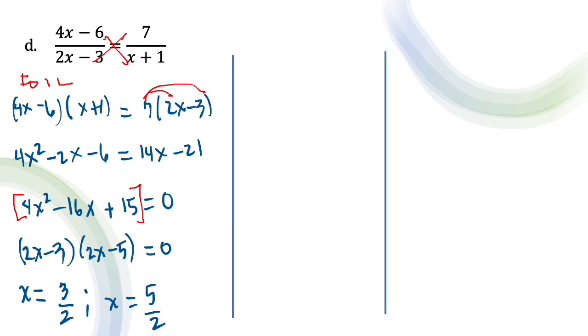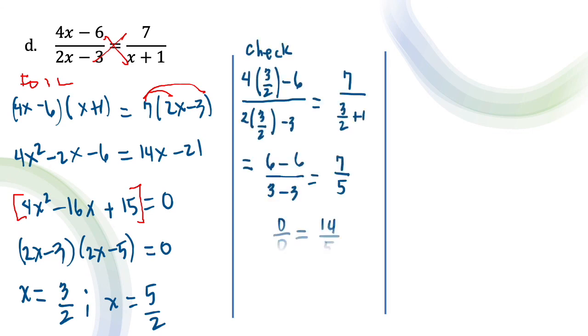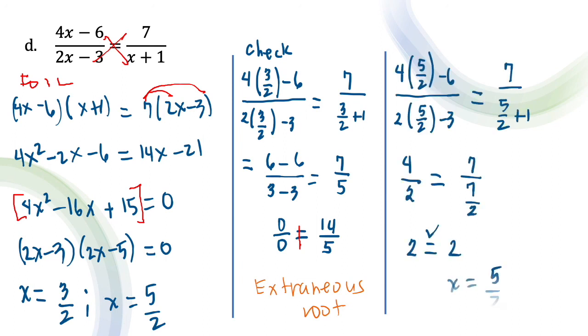And then let's test if these two values are our answer. Okay, so 0 is not equal to 14 over 5. So therefore, this is an extraneous root. So this is not the solution. So that means 3 halves is not the solution to replace on the values of x. So how about 5 over 2? Since 5 over 2 satisfied our solution, so 5 over 2 can be a root or simply the answer, the only answer that we can accept to satisfy the equation.